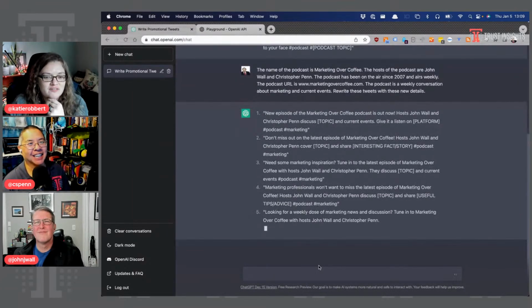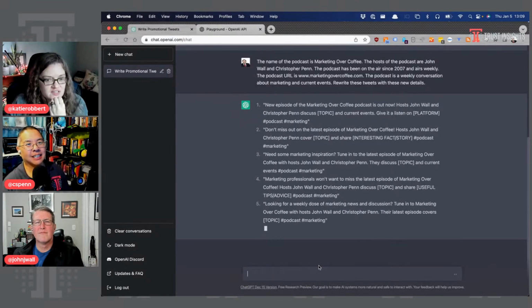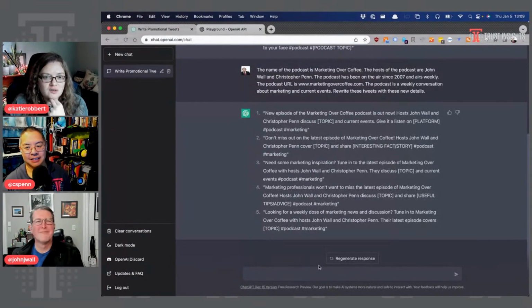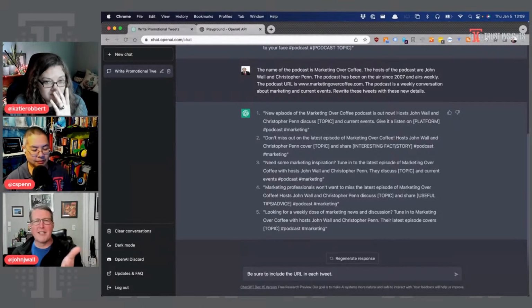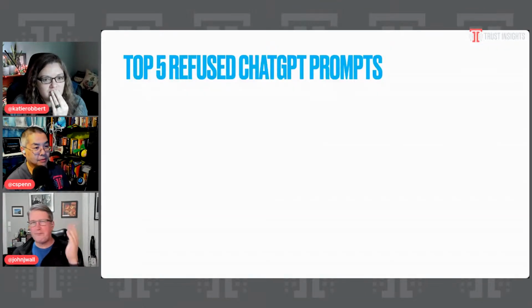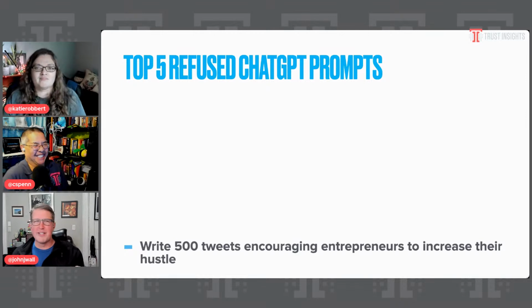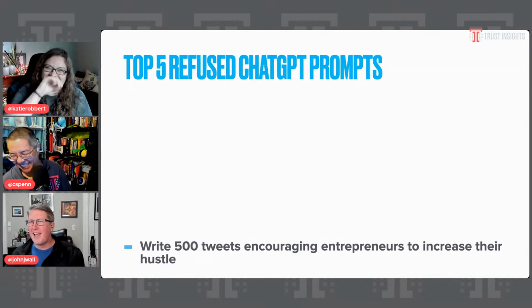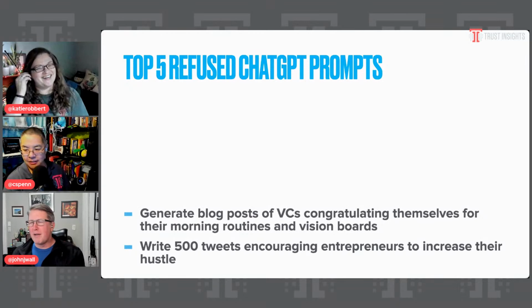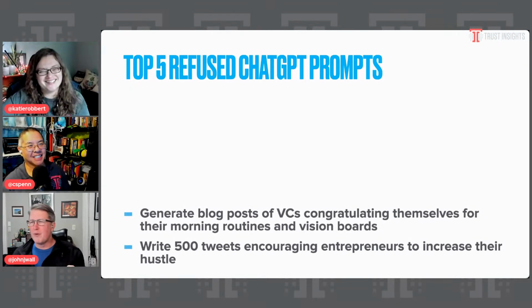So John, in terms of your top 5 fails, it sounds like, write 5 promotional tweets for my podcast is probably the wrong way to approach it. Yeah, definitely. In fact, I'll just throw this out. So the idea with this was that there are actually queries you can make that are so horrible that ChatGPT just refuses to do it. So number 5, write 500 tweets encouraging entrepreneurs to increase their hustle. Because we need that. Number 4, generate blog posts of VCs congratulating themselves for their morning routines and vision boards.